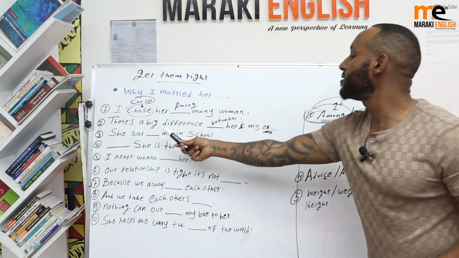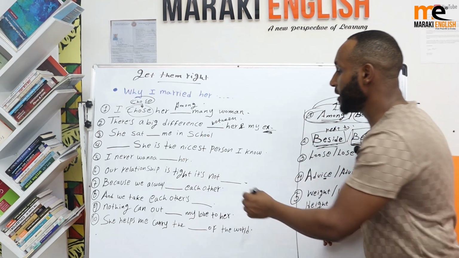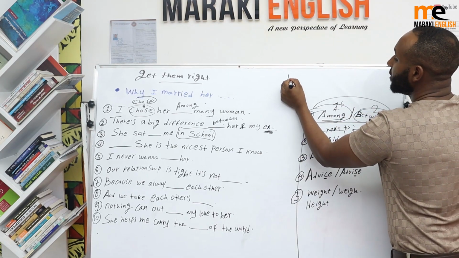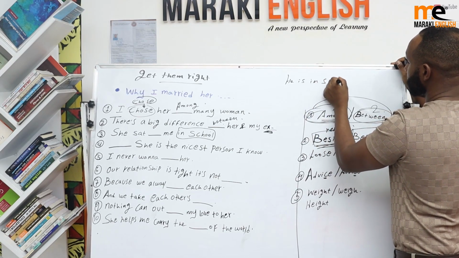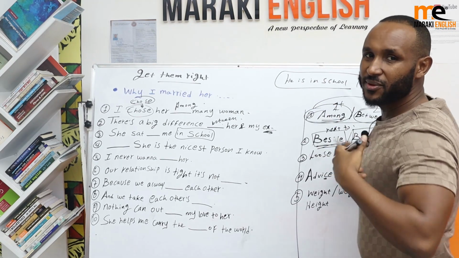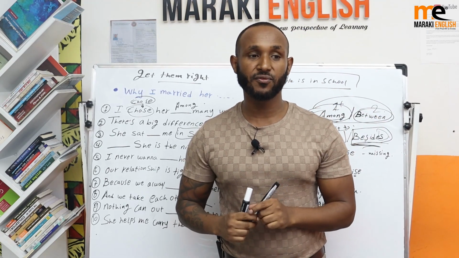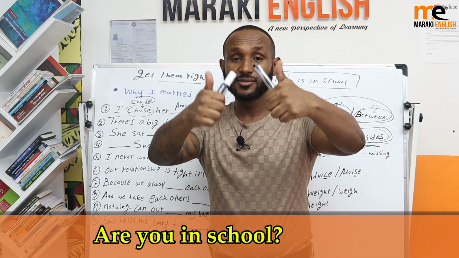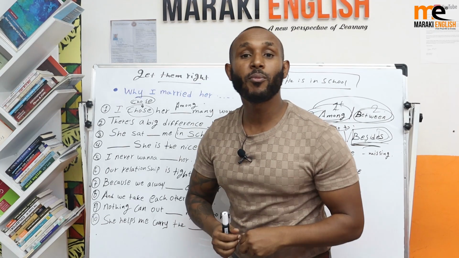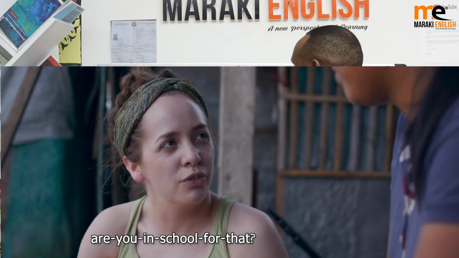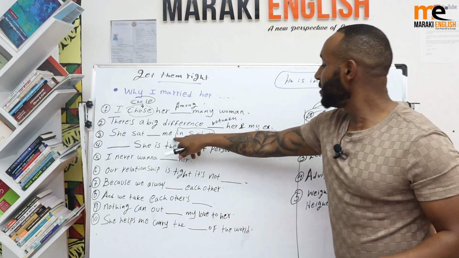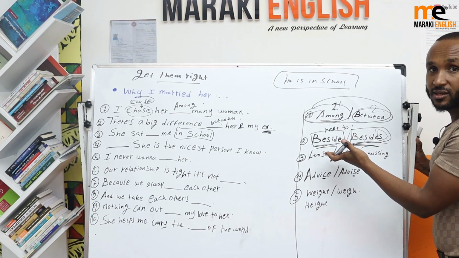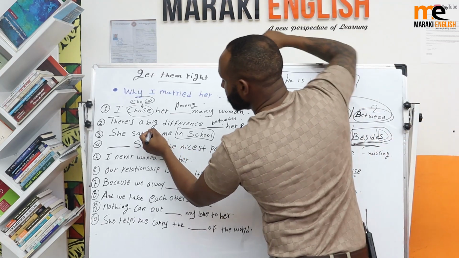So let's see these two sentences. The first one: she sat dash me in school. By the way, instead of saying he's a student, if you say he is in school, you sound more natural. Don't come and ask me, are you a student? Of course, I'm learning from life, so I'm always going to be a student. So instead of saying, are you a student? If you say, are you in school? You sound more natural, okay? He's in school. My son is in school. Are you in school? So it says, she sat dash me in school. Besides me or beside me? She sat beside me.